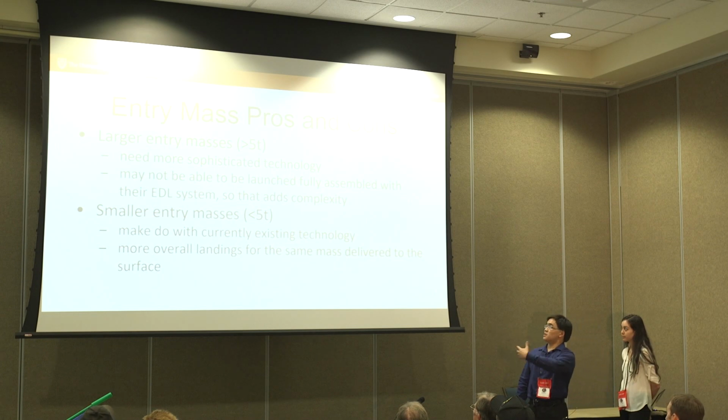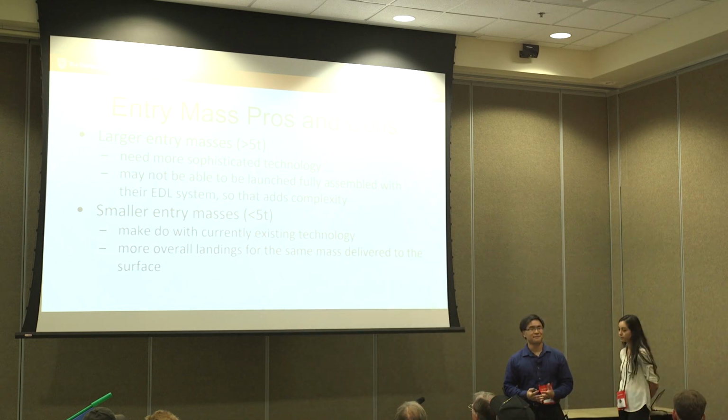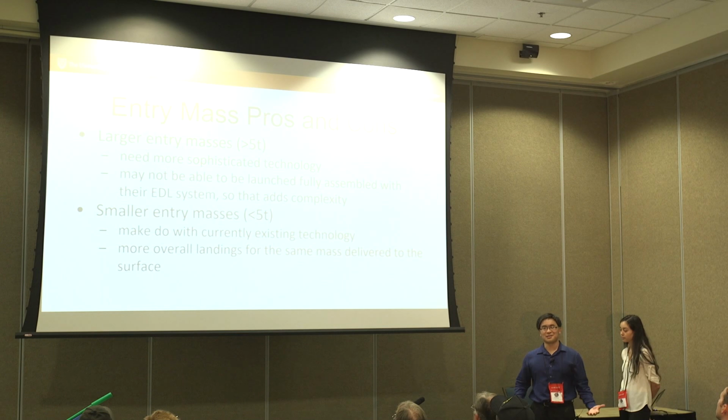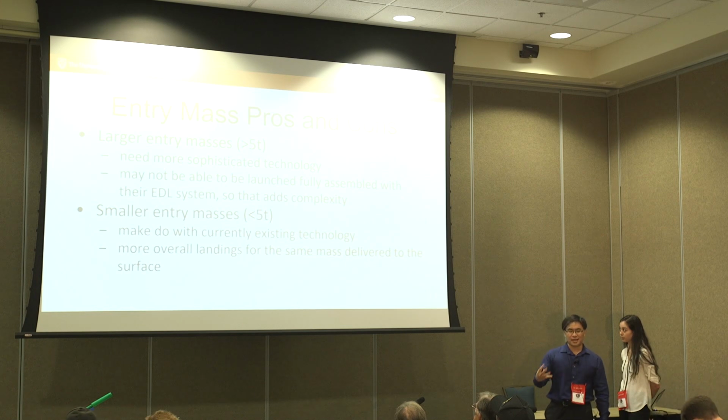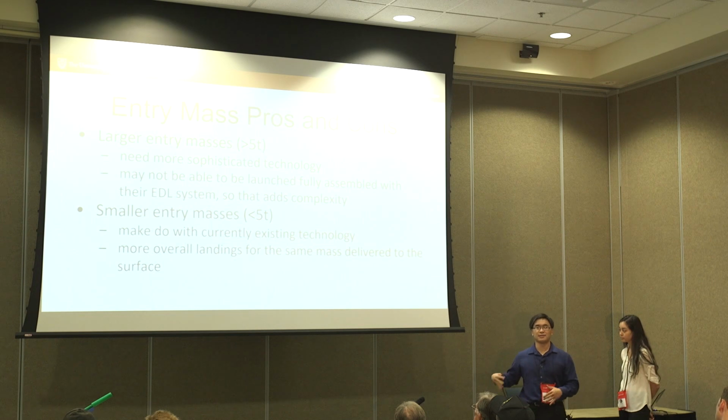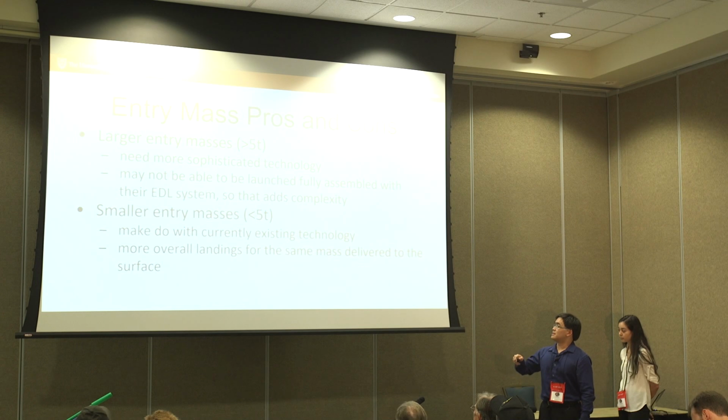With larger entry masses, you're going to need much more sophisticated technology, namely the propulsion system, and also the aerodynamic system, because of the density of Mars' atmosphere, which is about 1% of Earth's. It's enough to cause a problem, not enough to slow us down effectively. So we need a lot more research and development in propulsion and how to slow us down. Also, we might not be able to launch our EDL system with the crew simultaneously, and that adds complexity to our system.